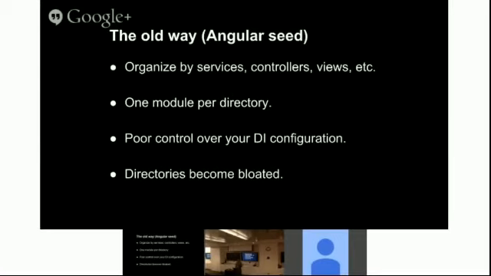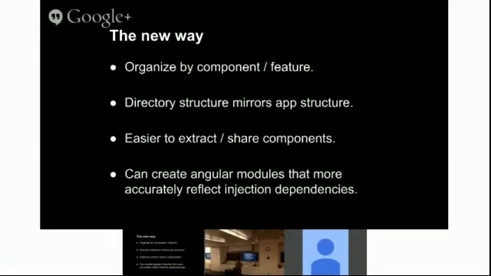So the Angular team realized this, and just last week, they published to their blog a new recommendation. The new recommendation is to organize your project by component or feature, doing this in such a way that it will probably mirror your application structure itself. This is going to make it easier to extract and share different components, and it forces you to create Angular modules that more accurately reflect your injection dependencies. So we have an example of this here.